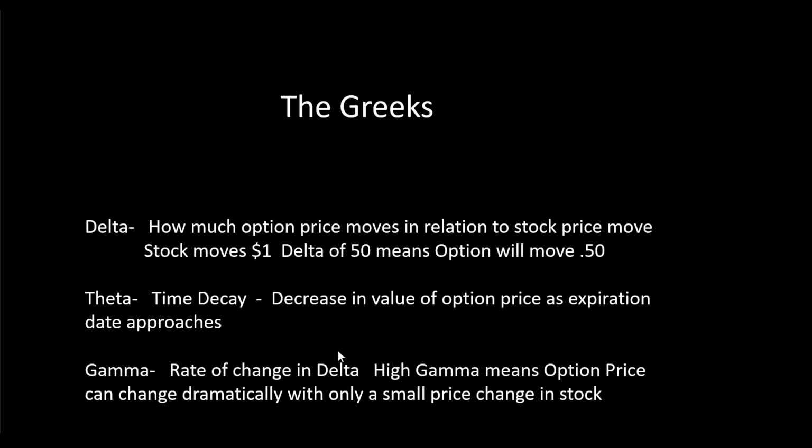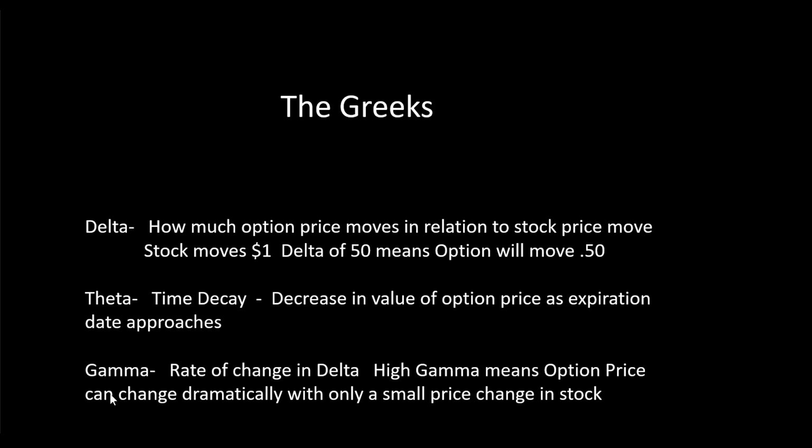If you've got a stock that's really, really volatile, let's say the delta is 70, and the stock all of a sudden takes off with really big green candles, the delta can go from 70 to 80 really quickly, because the gamma is the rate of change in delta. If the stock's moving up fast, the delta is going to move up fast. And when the gamma is high, it means the option price can change dramatically with only a small price change in the stock.